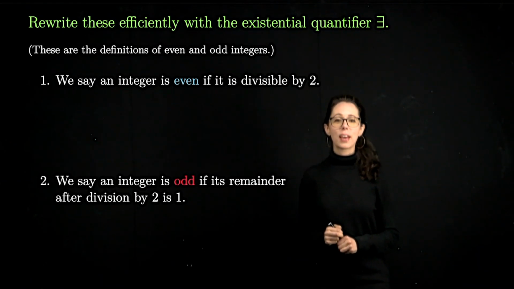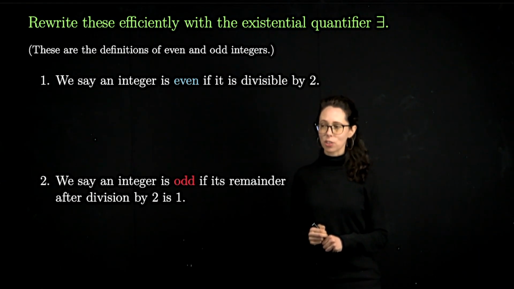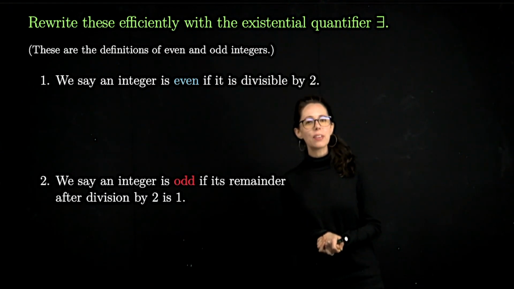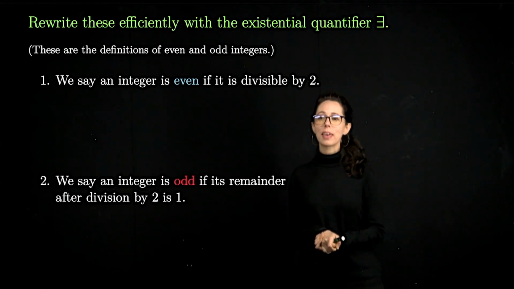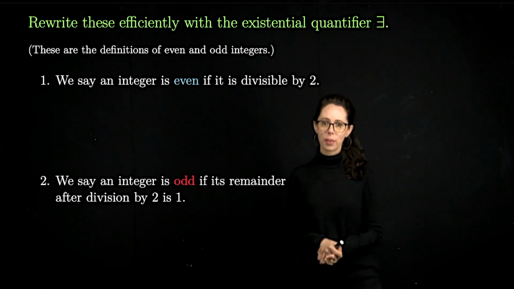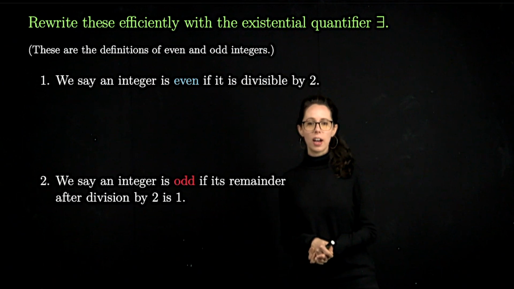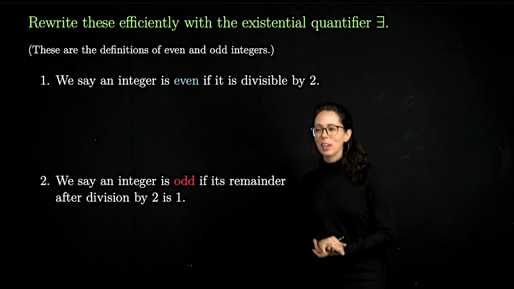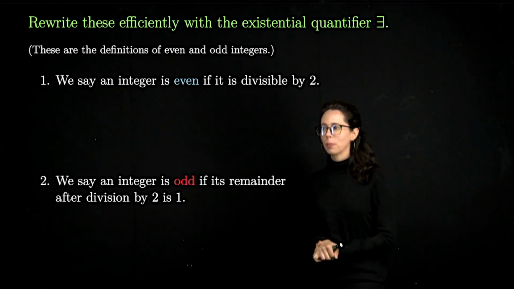We can also look at definitions which can be written with the existential quantifier. So here I've given almost like the childhood definitions of even and odd integers. We say that an integer is even if it is divisible by 2. And we say that an integer is odd if its remainder after division by 2 is 1. So you have 1 left over when you try to divide it by 2.